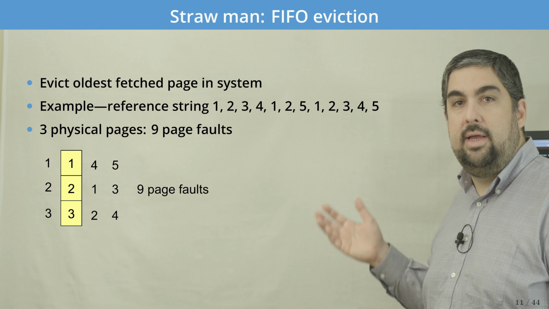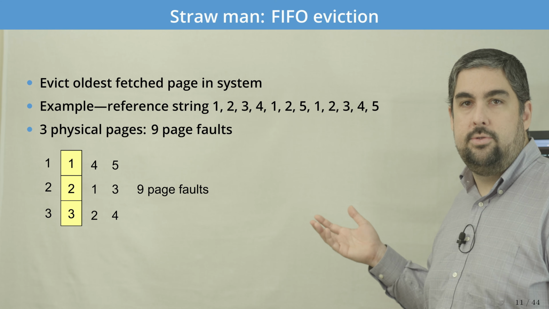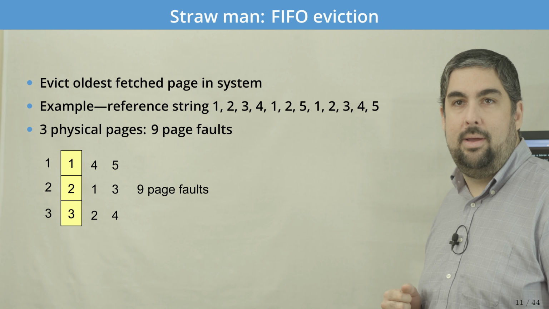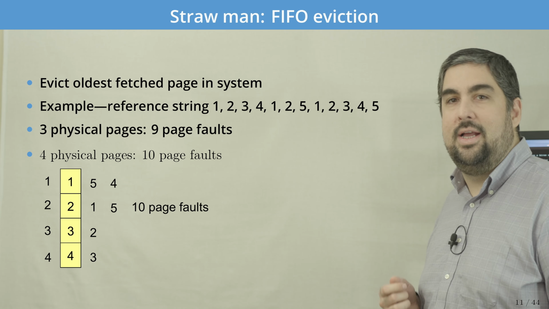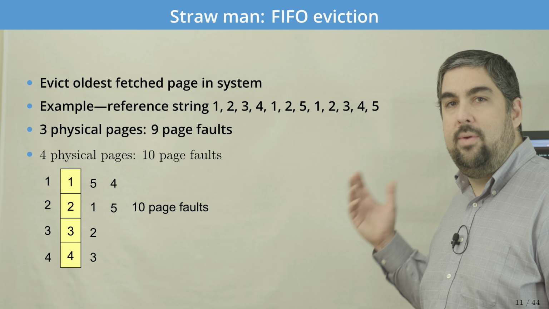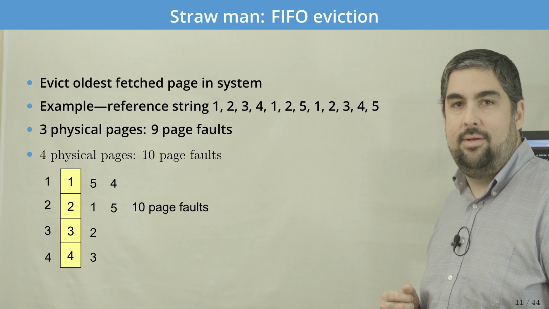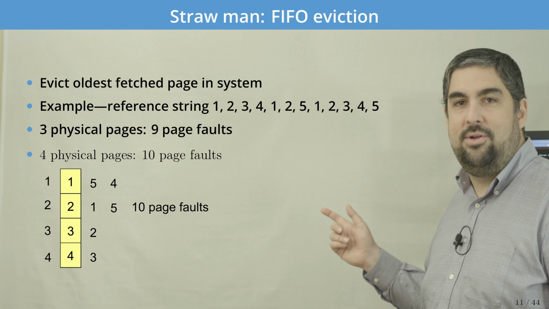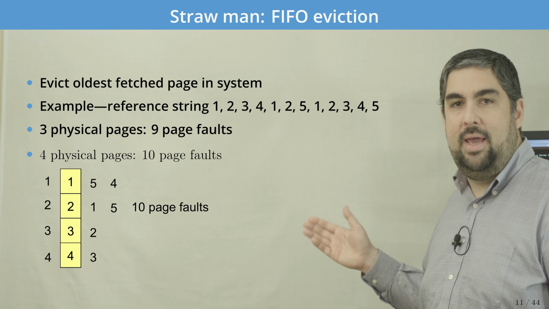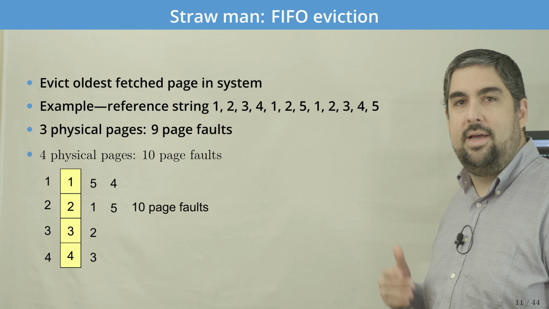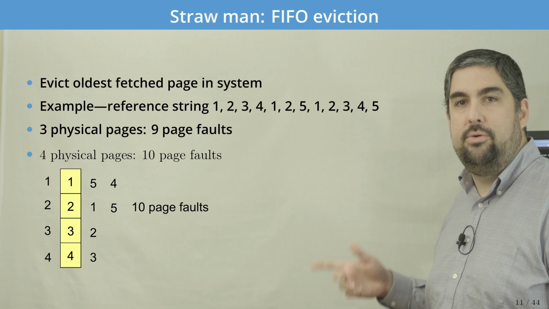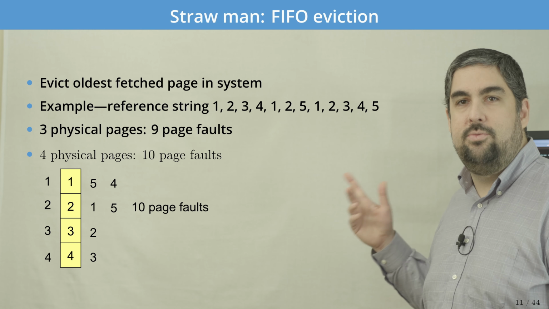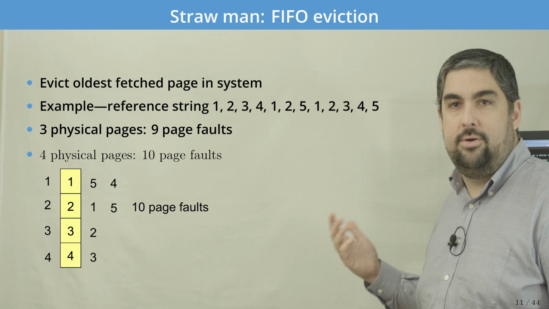So what we can see here is that we had 9 page faults when we accessed this access pattern with 3 pages of physical memory. Here's where it gets weird. When we have 4 pages of physical memory and you run the same access pattern, and you can try this on your own, you'll see that there are going to be 10 page faults. It's kind of strange. We have more memory, but we're using it in a worse way because of the eviction policy. This is why selecting a good eviction policy matters.